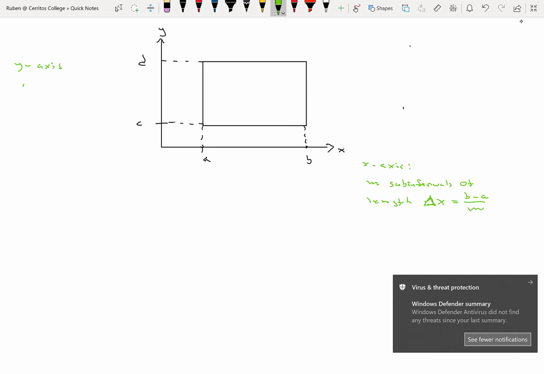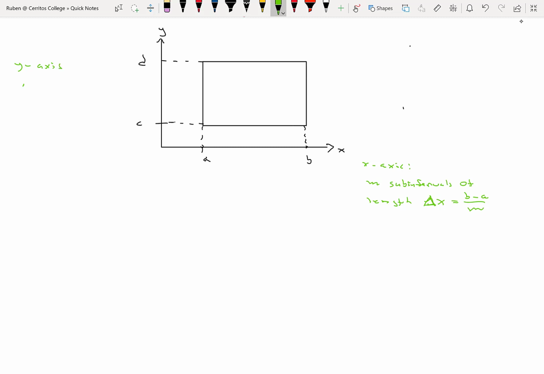we did the same thing, or a similar thing. We divided into n subintervals of equal length, delta y equals the length of the whole interval from c to d, which is d minus c, and then divide by the number of subintervals n.